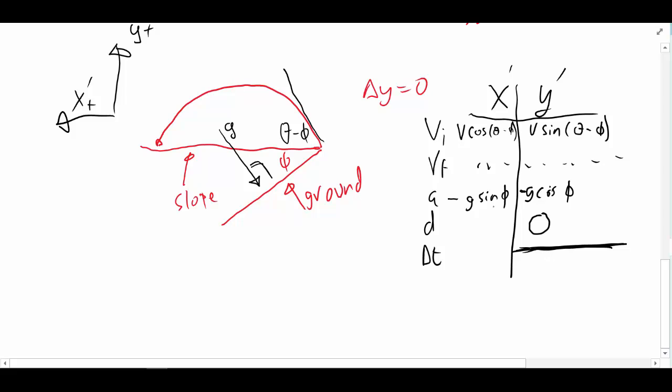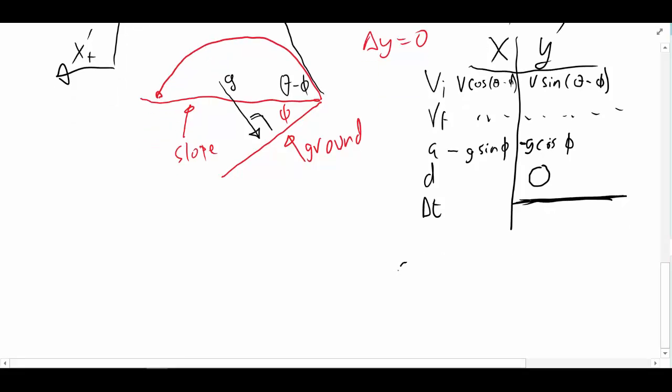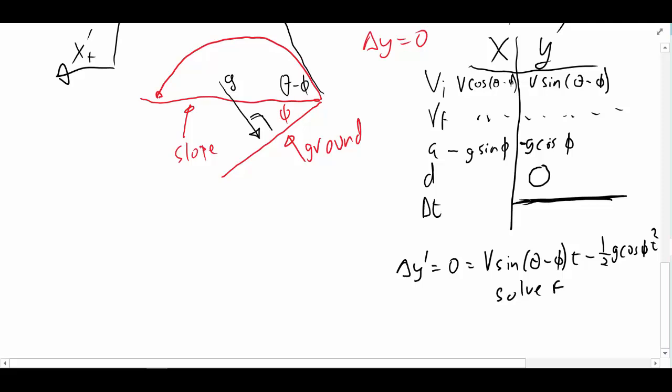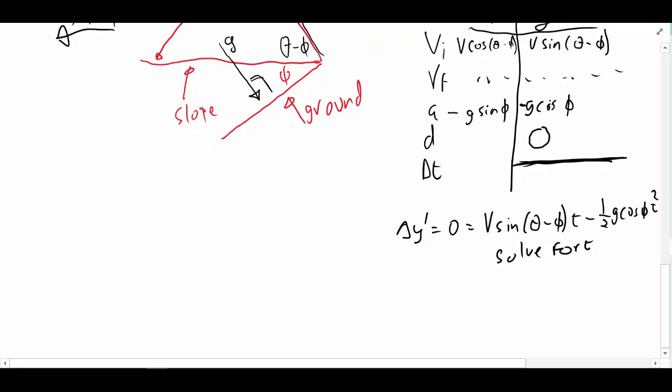So from this right here, we could do what we've done before. We could say we have an initial velocity in the y direction. We have got an acceleration. Delta y prime is equal to 0 is equal to v sine theta minus phi times t minus 1/2 g cosine phi t squared. Then we can solve for t. Okay? Then we turn around and we'd have to say, well, what's delta x prime?